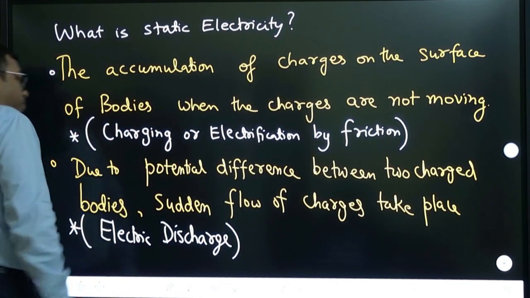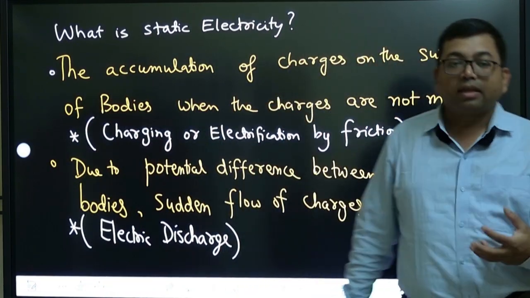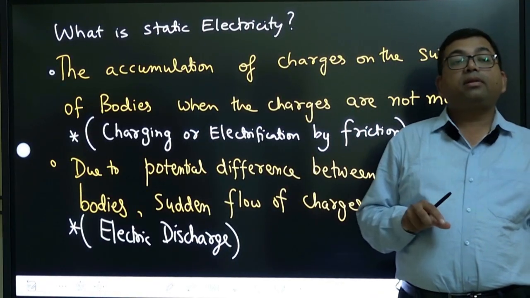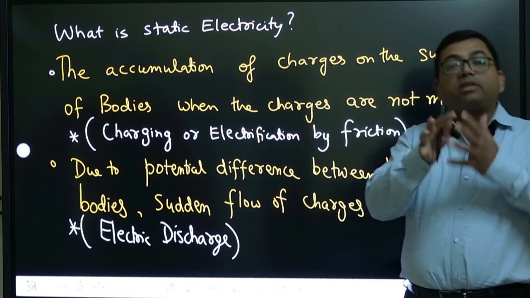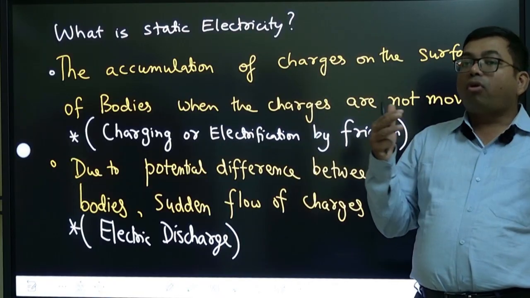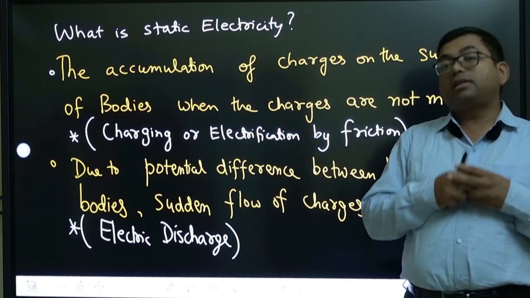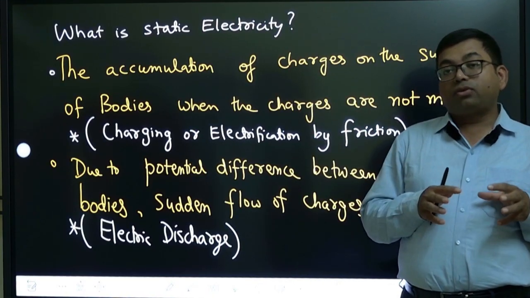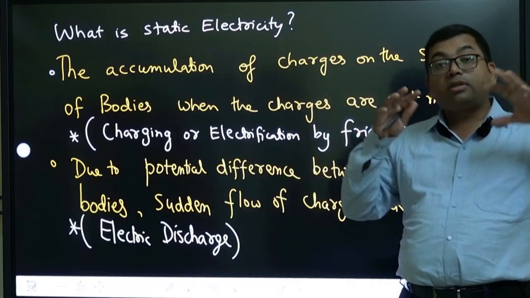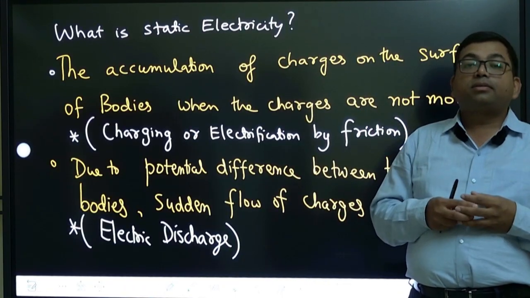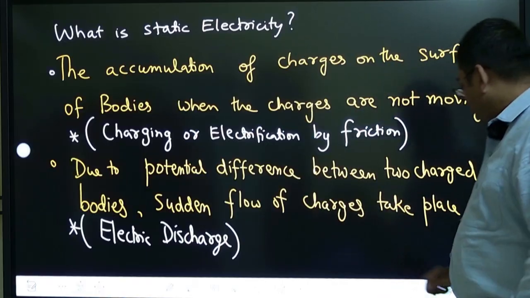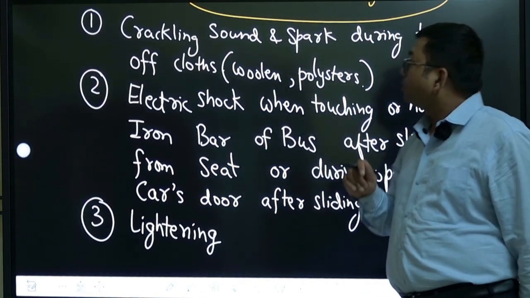So the phenomena we are seeing can be explained by these two important concepts. One is charging due to friction, because bodies are rubbing against each other, and once the bodies get charged, there is some flow of charges because of potential difference. If the bodies are touching each other, then definitely charges will flow. But even if bodies are not touching each other, charges can flow. We'll understand that. So let us take the first one, this crackling sound and spark produced.